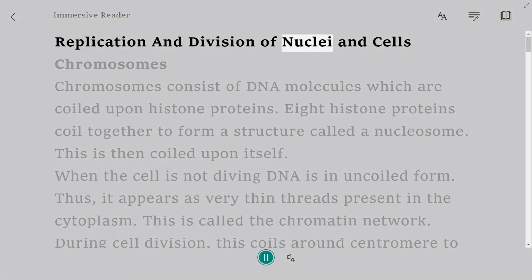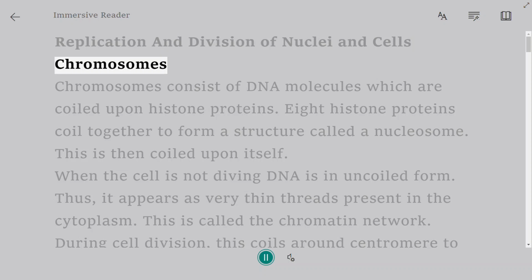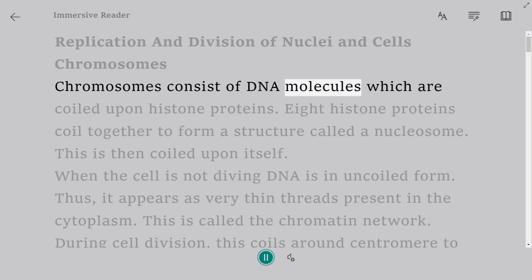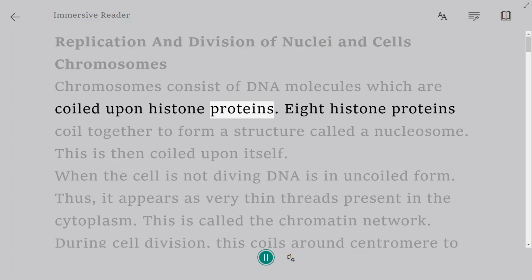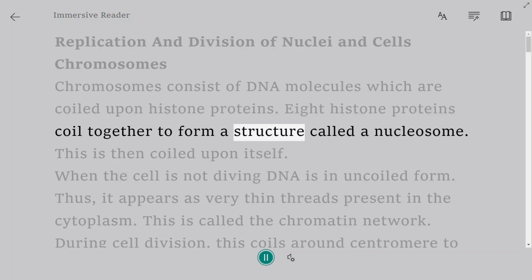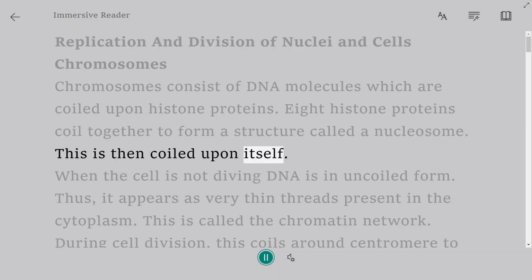Replication and division of nuclei and cells. Chromosomes. Chromosomes consist of DNA molecules which are coiled upon histone proteins. 8 histone proteins coil together to form a structure called a nucleosome. This is then coiled upon itself.